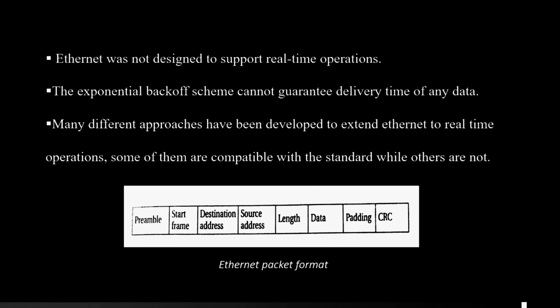As we have discussed, Ethernet was not designed to support real-time operations. Since the nodes in the Ethernet bus are not synchronized, they can send data at any time and there are more chances of collision and there is no guarantee that the sent data reaches the receiver properly. The exponential back-off scheme cannot guarantee delivery time of any data. Today, many different approaches have been developed to extend Ethernet to real-time operations. Some of them are compatible with the standard while others are not.